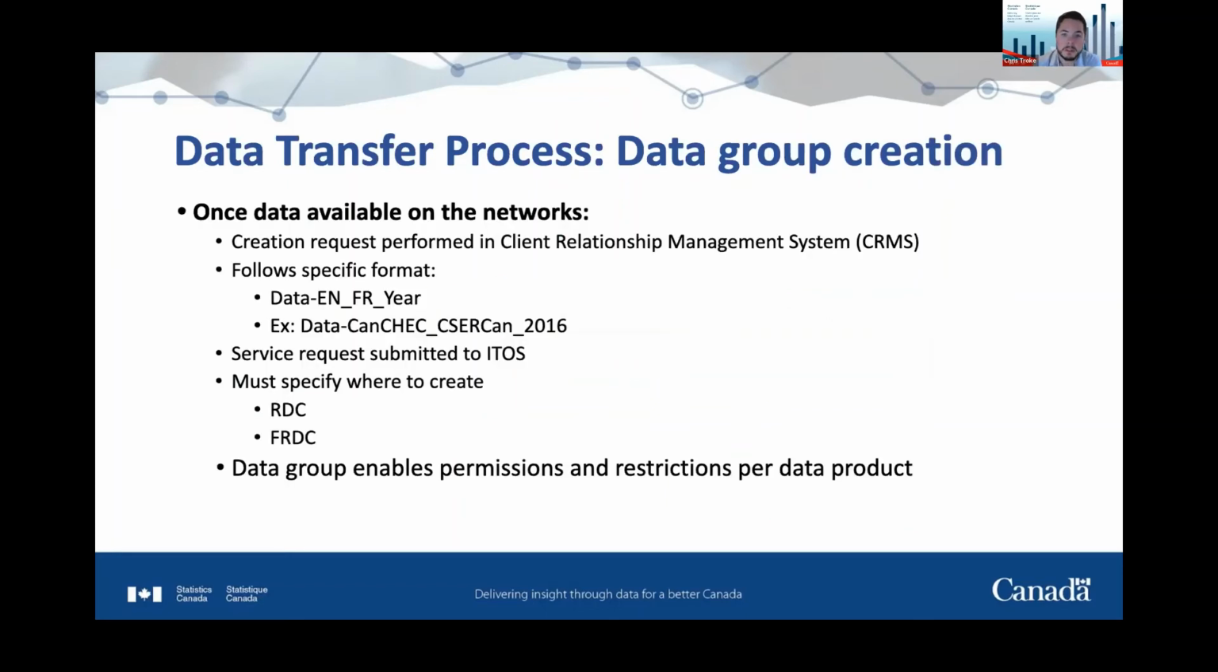So with the admin task completed, and once the data has confirmed to be in place on the networks, we need to create the data group to facilitate permissions. So while this is a relatively simple task on our end, we must follow a specific data group format and submit a service request. We still need to wait on IT and receive confirmation from our support team before we can officially disseminate the data. So obviously the security must be in place before researchers can access the data.